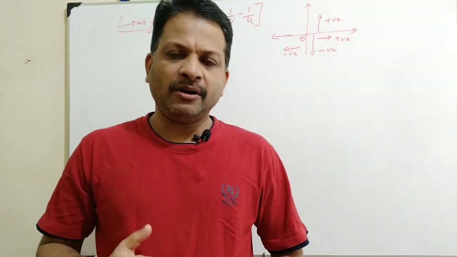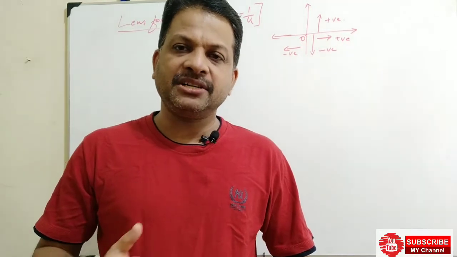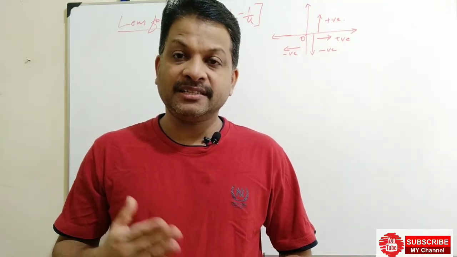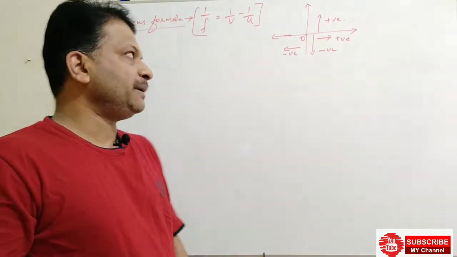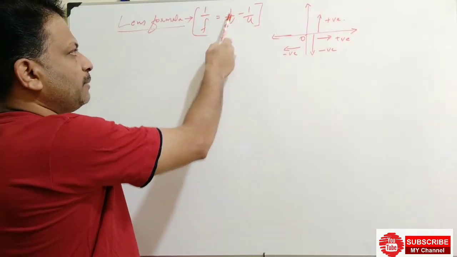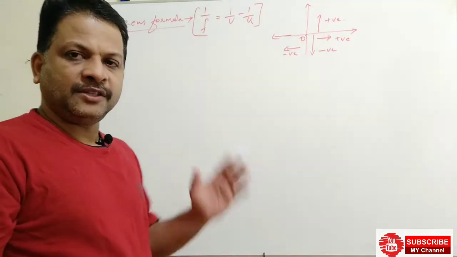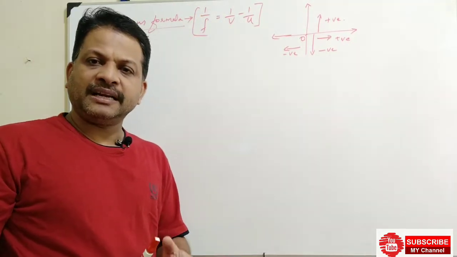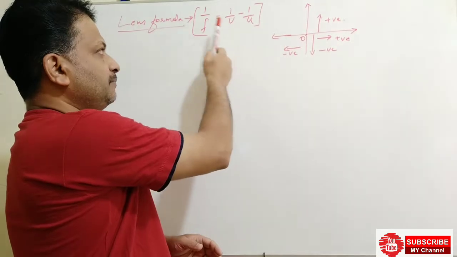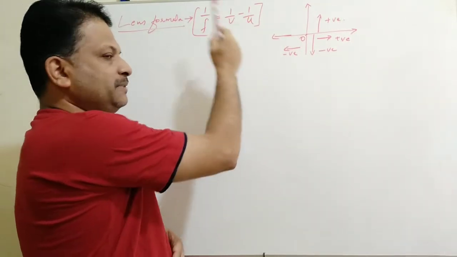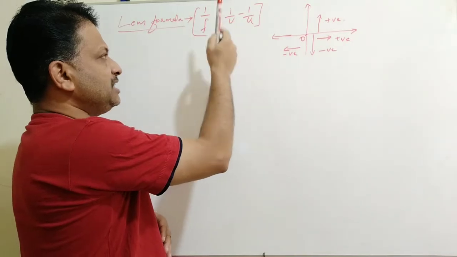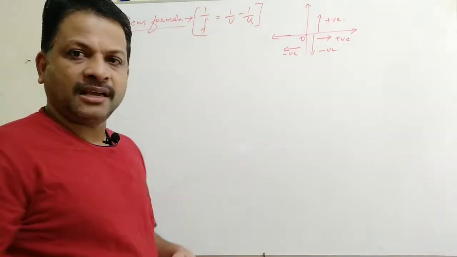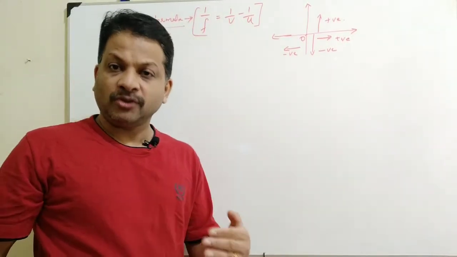A little refresh about the lens formula and Cartesian sign convention which we have discussed in the previous session. The lens formula is given by the expression 1 by f is equal to 1 by v minus 1 by u. As you know, the lens formula gives us the relationship between focal length, image distance and object distance. It helps us to calculate the focal length, image distance and object distance using a lens, concave lens or convex lens.